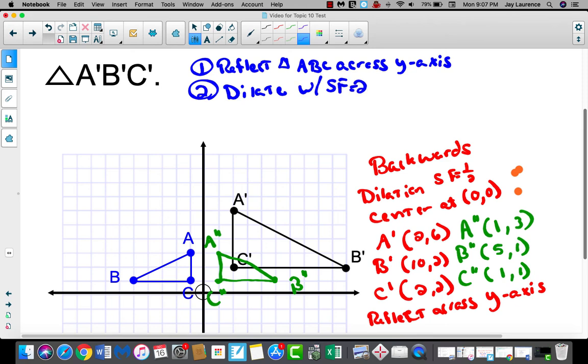Why is it 2? Well, backwards it was 1/2, right? I need the reciprocal of it. And center at the origin. And there you go. That will transform the blue one to the green one, and then the green one to the black one. Exactly. Piece of cake. All right.